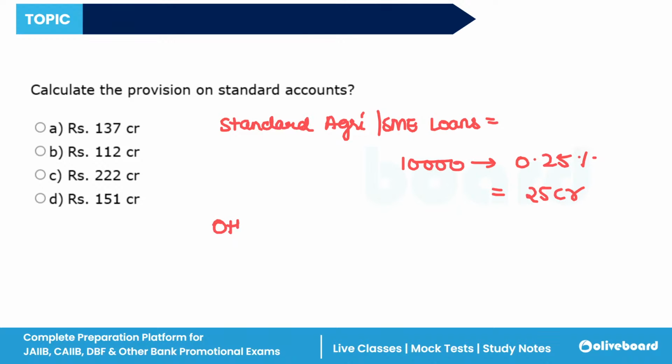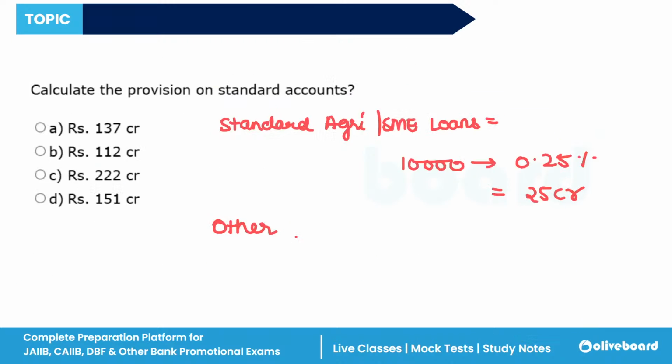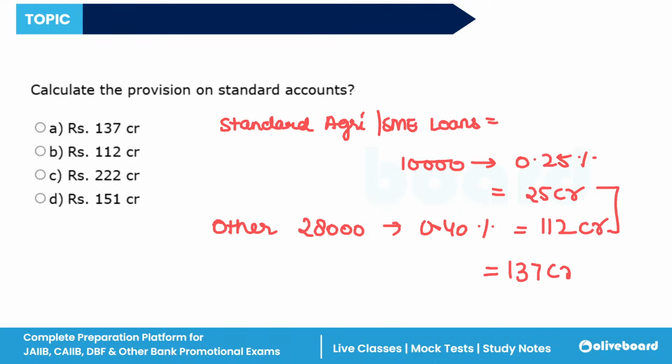And for other loans, here 38,000, which includes agriculture and SME loans, that means 28,000 crore after deducting the 10,000 for SME ones. So 0.40% is 112 crore. When we add them, the total is 137 crore. So the correct answer is option A.